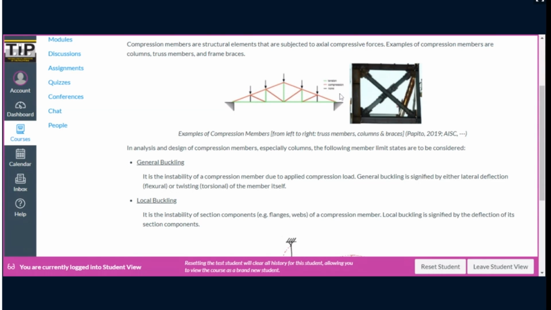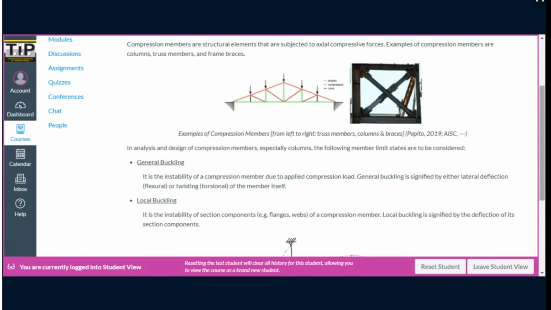Okay. Then another example are columns. Okay. So they are upright because they support your beams and your floor systems. Okay. And then we have also the braces. So for example, you apply a lateral load here. What happens is this brace here will be subjected to compression, and this brace here will be subjected to tension. Okay. So here are some examples of compression members.